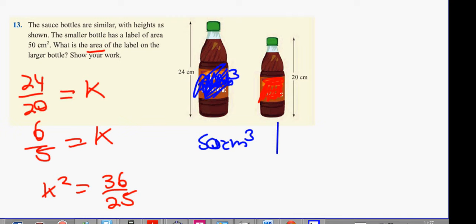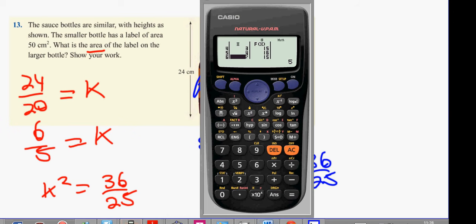Now lads, if this one's 50 centimeters, it's going to be divided by 36 over 25. You want a smaller answer than 50. So what is 50 divided by 36 over 25? 72 centimeters. No, never mind, you got it upside down. So just, okay guys, 50 divided by 36 over 25, and we'll see what it comes out as. It has to be an answer smaller than 50 because it's a smaller bottle. 34.72.